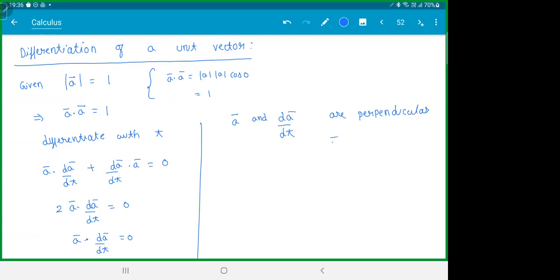Now, why is this happening actually? Mathematically, we understood, but if you try to see geometrically the meaning of this, do have a look at this page once. Ask me if you're confused here.